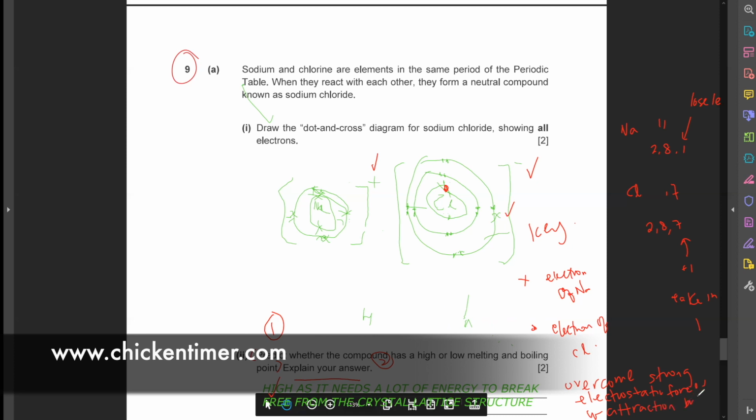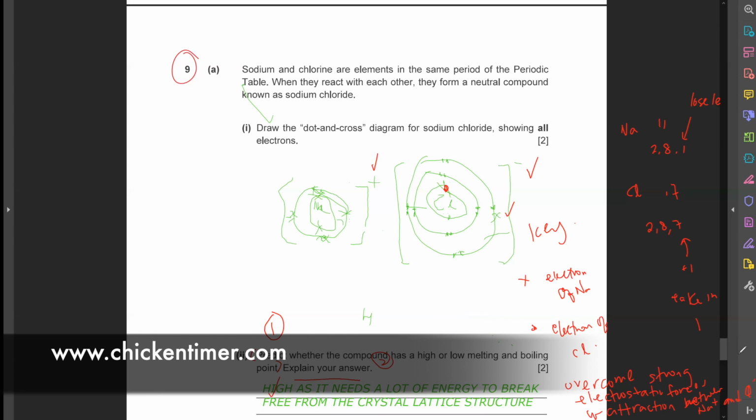Between the cation and the anion. In this case you have to say it's sodium ion and chloride ion. Okay, must be specific. It needs a lot of energy to overcome the strong electrostatic forces of attraction between sodium and chloride ion. Standard answer, every time just write this if it's an ionic compound.